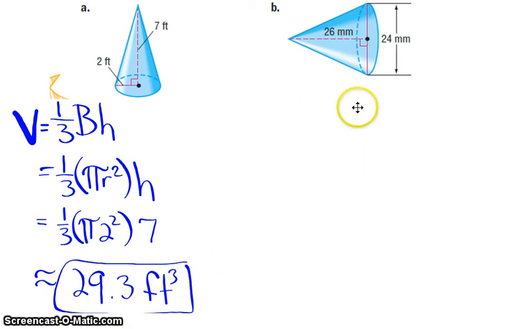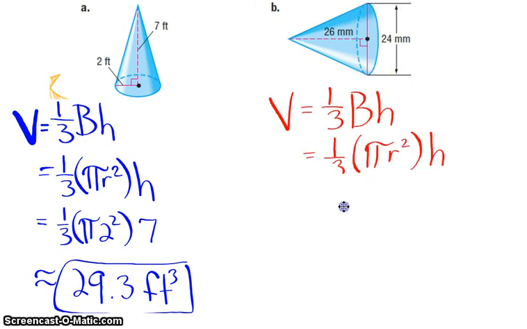Now over here, the difference between this one and this one is they give you the diameter, so you have to be careful there. There's your generic formula. There's your more specific formula for your circle.